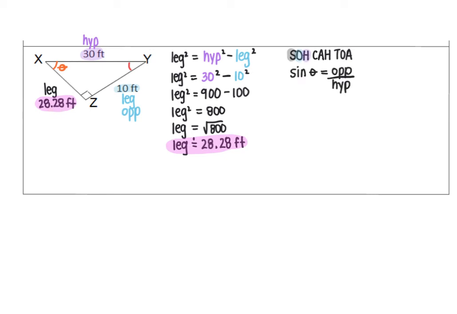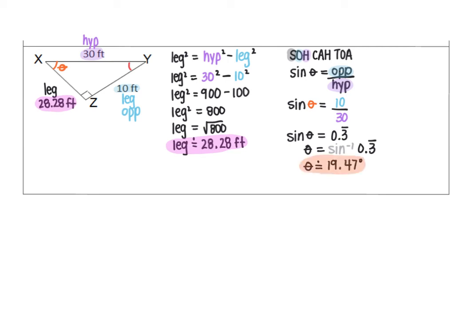So sine of theta will be equal to opposite over hypotenuse. This means that the sine of theta is equal to 10 over 30. As we divide 10 by 30, we'll get 0.3 repeated. So to find what theta is, we'll need to use the inverse of sine. So theta will be equal to the inverse sine of 0.3 repeated. We can use our calculator to find this by typing in 0.3 repeated and then hitting the second function button and the inverse sine button, which will give us that theta is approximately equal to 19.47 degrees.